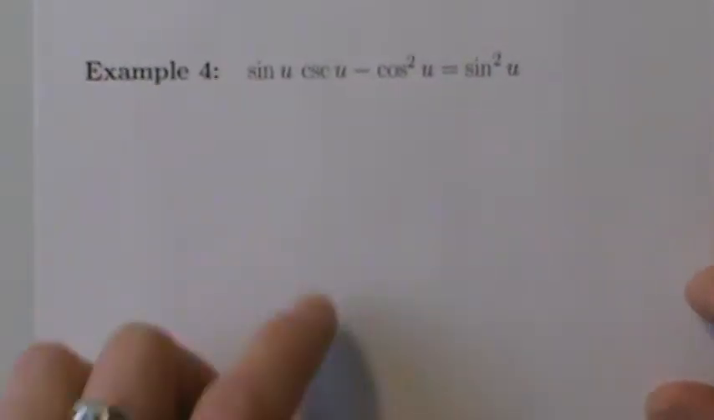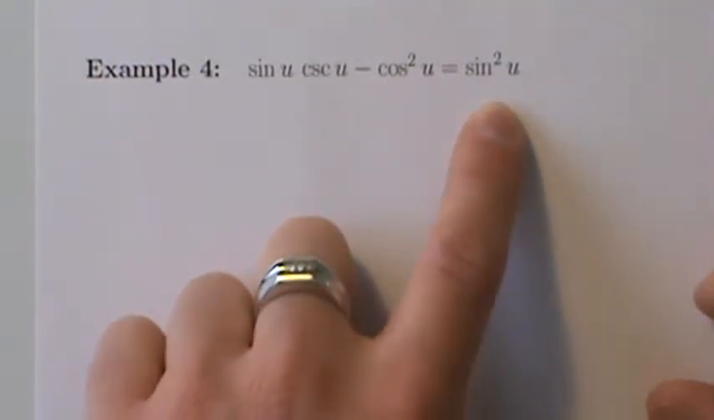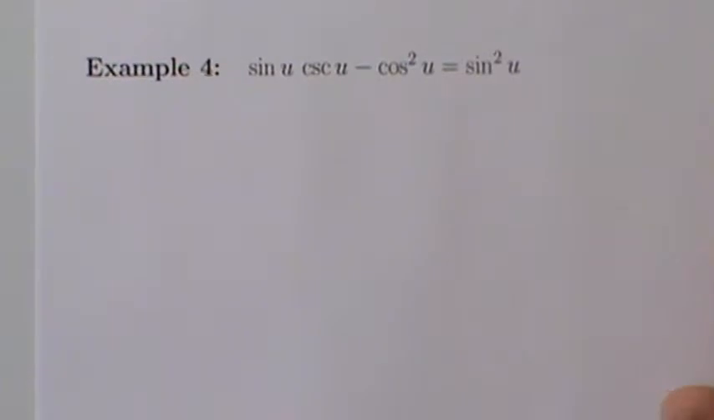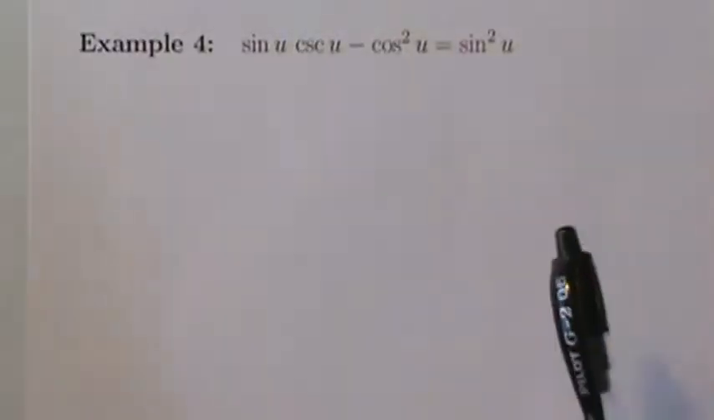So what do we have? Sine, cosecant, and a cosine squared and a sine squared. What does this kind of look like? Well, nothing really jumps out, but we do see a cosine squared and a sine squared. If we look at the Pythagorean identities, we also see a sine squared and a cosine squared there. So maybe that's going to be somehow involved. We're not really sure yet, but maybe.